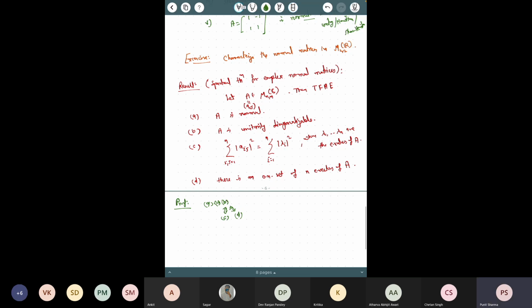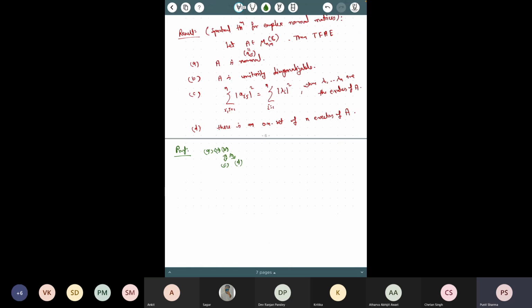So let us first look at A implies B. What is A implies B? We are given a matrix A of size n cross n over C, and let A be normal. This is given to us. Now we have to show that A is unitarily diagonalizable. That means we have to find a unitary matrix U such that U star A U is diagonal.